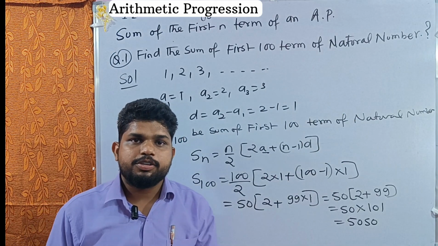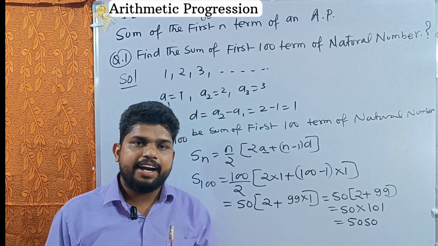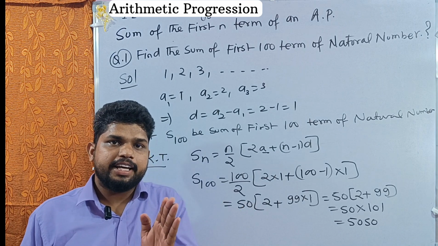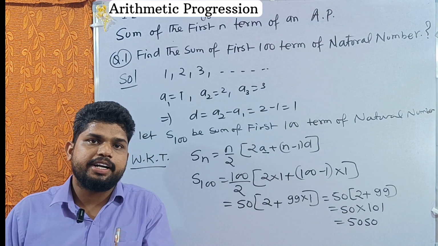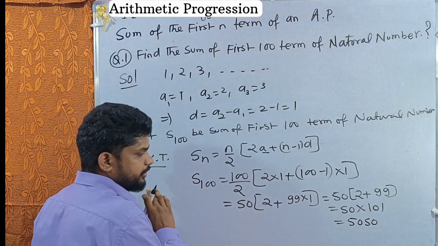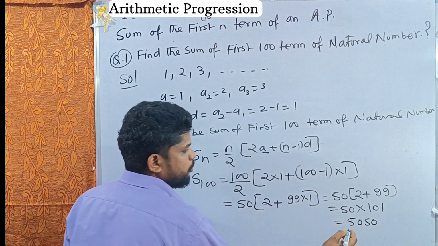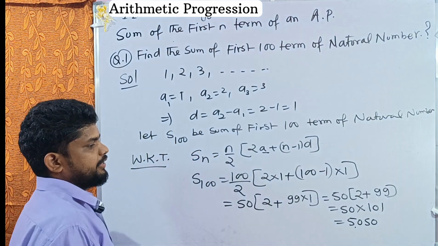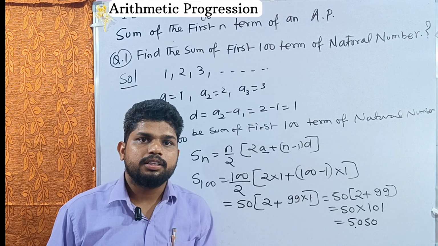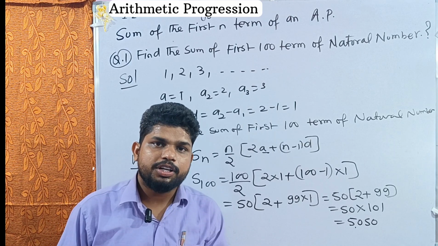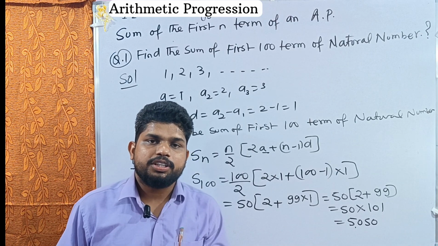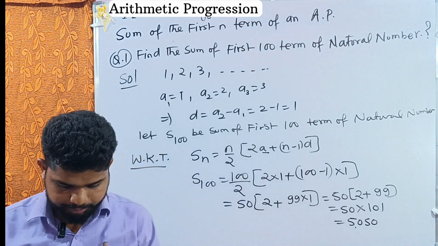So 5050 is the sum of the first 100 terms of natural numbers. In the sequence of natural numbers, if we add 1 plus 2 plus 3 plus 4 and so on up to 100, we will get the total sum as 5050. In this way we can use the sum of the first n terms formula. Let us solve more questions to understand it better.